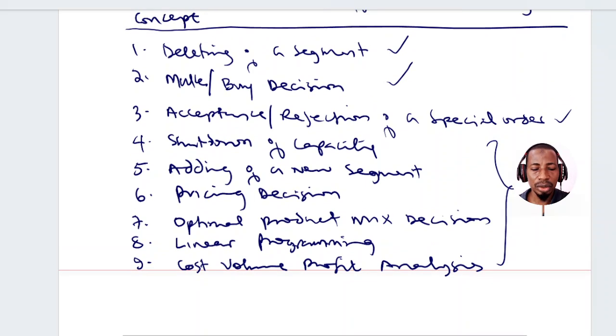The next thing we are going to do is to discuss what we mean by deleting of a segment. What are the economic and the qualitative factors to be considered under deleting of a segment? What is the decision rule as far as deleting of a segment is concerned? So that will be in our next class.